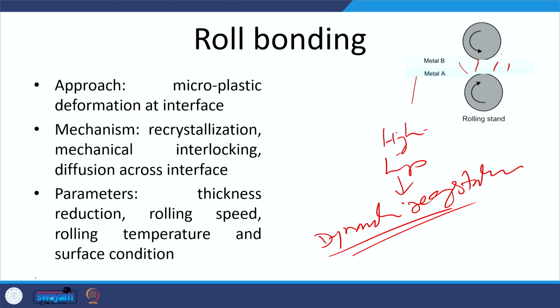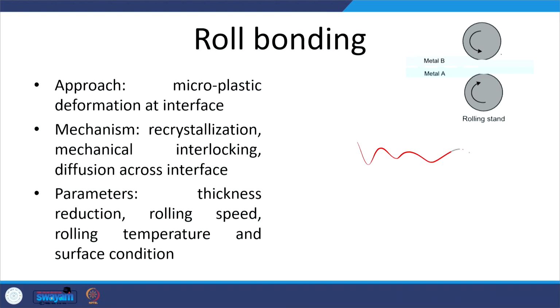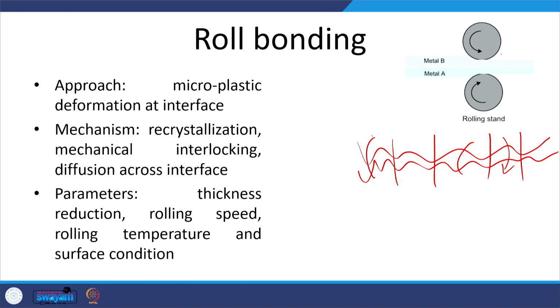Otherwise, at room temperature, what will happen? Impurities and irregularities which are present on both sides will get collapsed. And once these get collapsed, they will be interlocking with each other. Apart from that, some diffusion across the interface, when things come in metal to metal contact with each other, will also help in development of the bond.